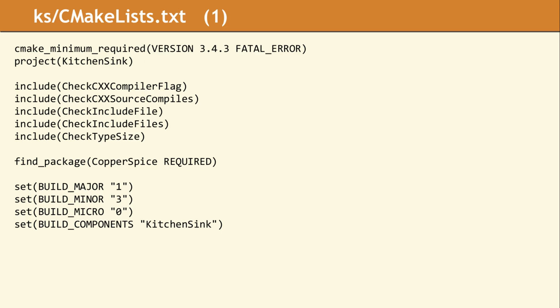We then include some macros that are built into CMake to check various portions of the compiler and the include files that are available. The find package call will look in the default system directories and the CMake prefix path that we specified, looking for the CopperSpice package. When it's found, the CopperSpice macros will be instantiated, and all of the functionality provided by CopperSpice will become available in your CMake project.